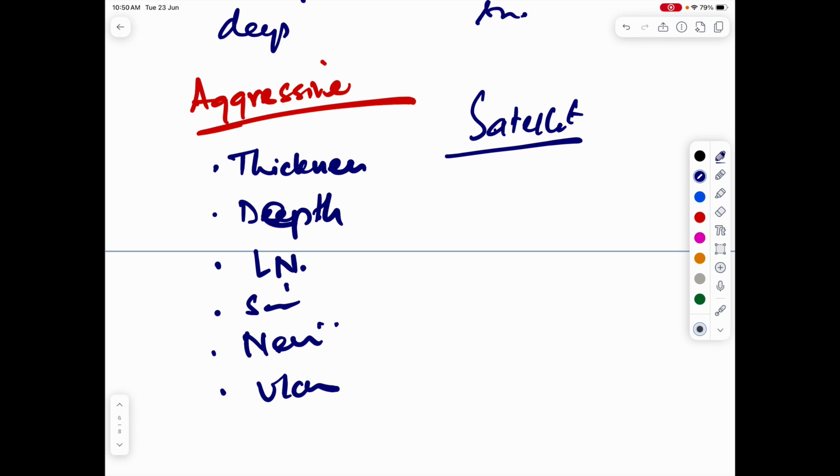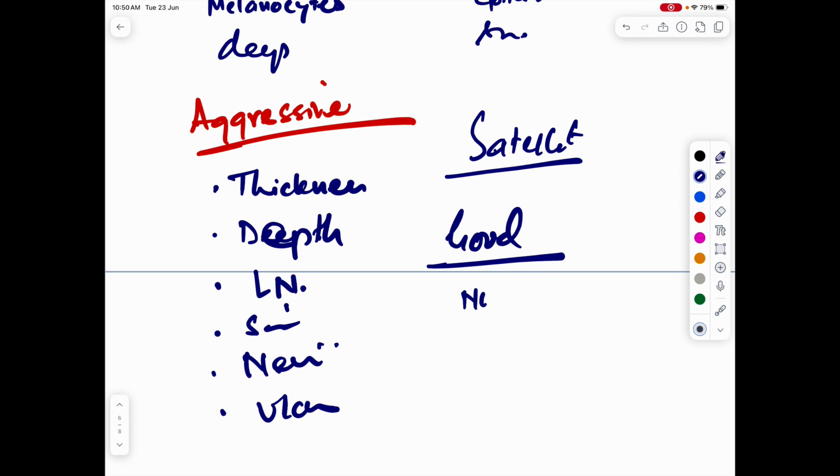Pathological features regarded as good prognosis. What are having good prognosis? Superficial, limited depth, no lymph nodes. No lymph node, limited depth or superficial.